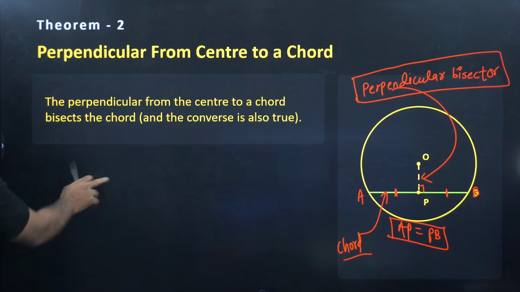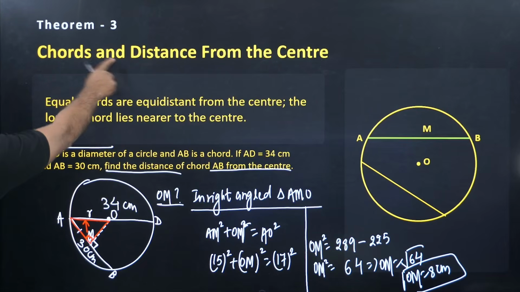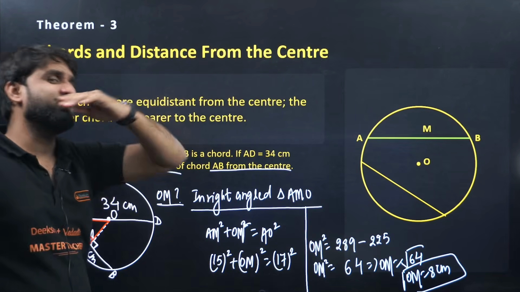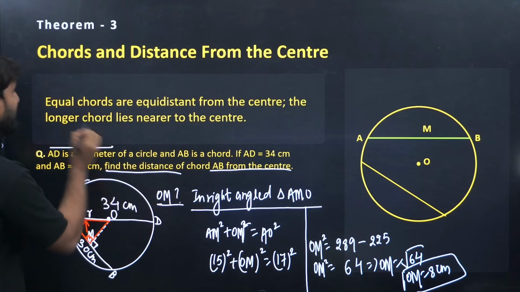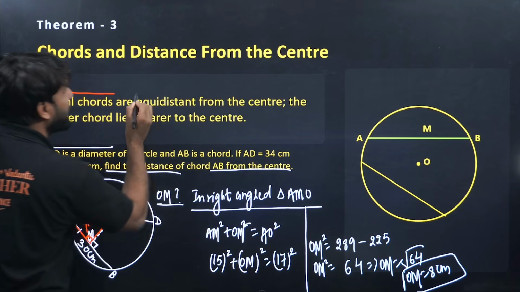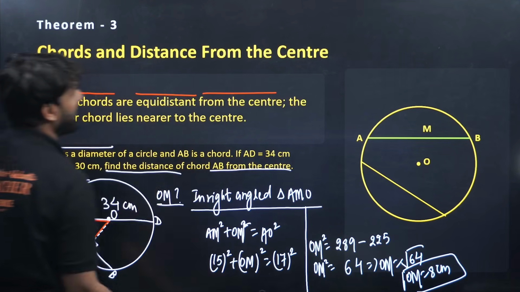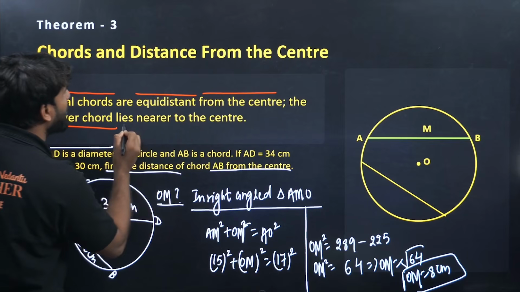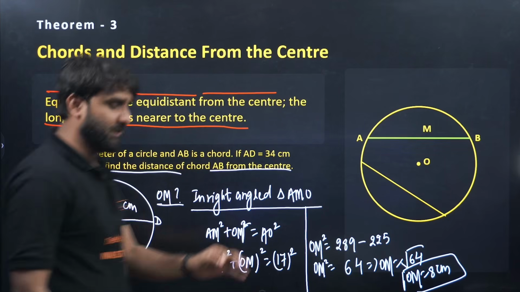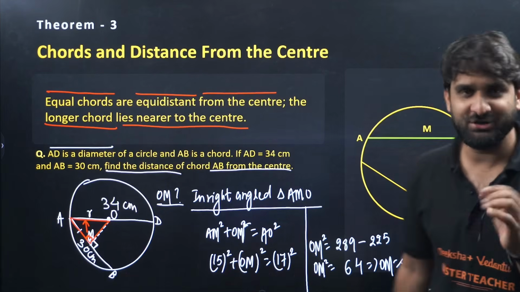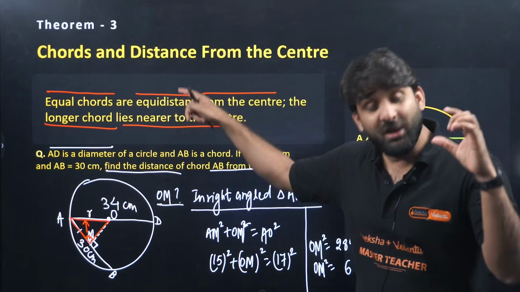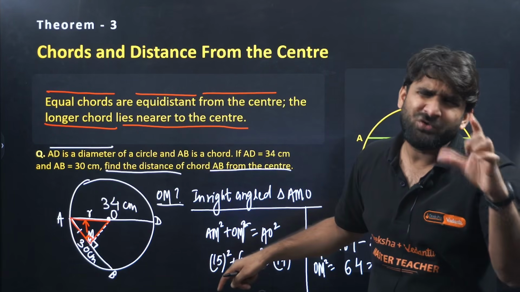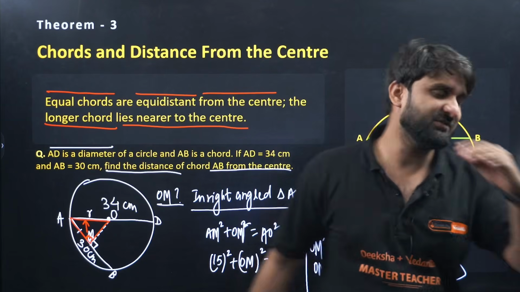Basically, we have solved the question here. Actually, theorem number 3 is here: chords and distance from the center. Very easy theorem. So look at the theorem. Equal chords are equidistant from the center, and the longer chord lies nearer to the center. I hope your English is good, so you can understand the language given there. Equal chords are equidistant from the center. Listen, champion.